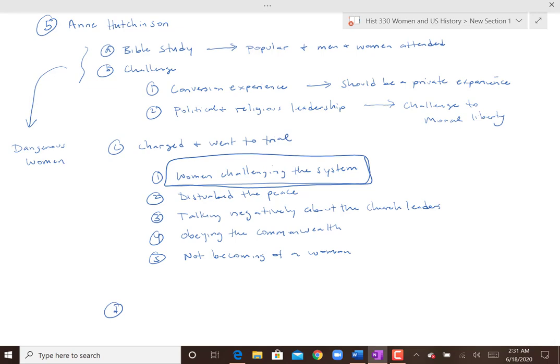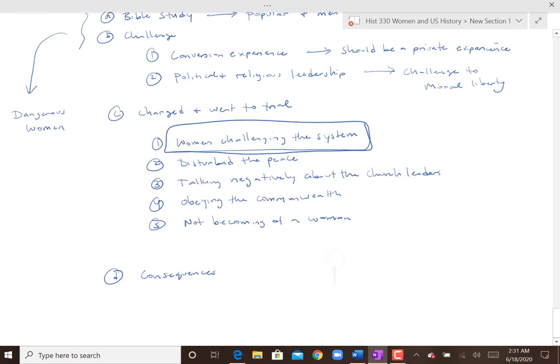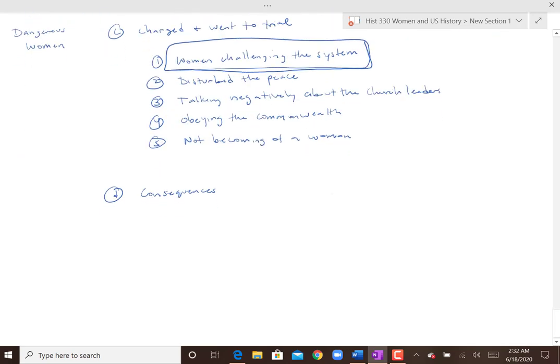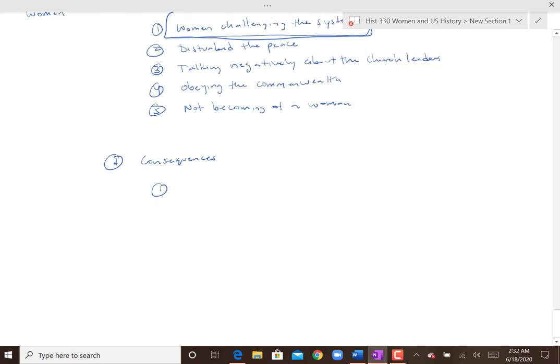So the consequences of this: she's exiled, and she and her husband leave. Unfortunately for them, they end up dying a few years later in an Indian attack on the town that they were staying in. She did have an impact, though, in Puritan society after she left. There are interesting statistics here. One of the things they do not too long after she's exiled is change the conversion experience to private. So it's like they condemned her and then ended up implementing her changes after the fact.